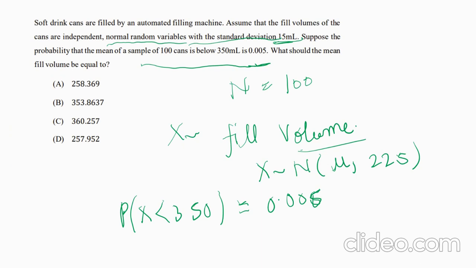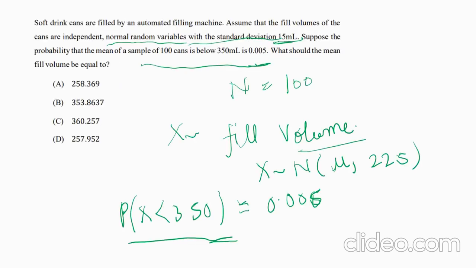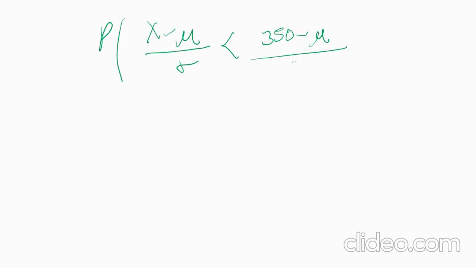So this is 0.005. Now what we generally do is convert it into the standard normal variate. To convert it into the standard normal variate, it will be (x minus mu) upon sigma, less than (350 minus mu) divided by sigma. Sigma is 15. So this probability is 0.005.